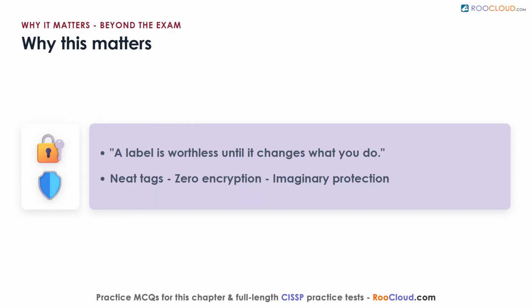Picture a fintech startup that neatly tags its data as private and public, then encrypts nothing. The labels look tidy, but the protection is imaginary. Your real job is the step after sorting, where each classification quietly dictates a different set of defenses. That translation is where security lives.